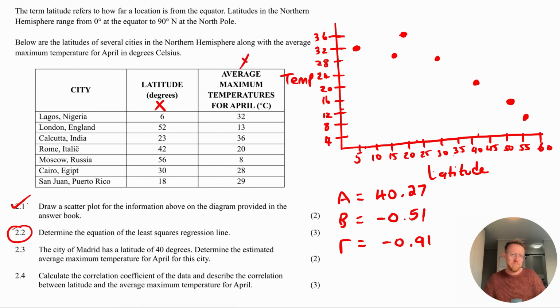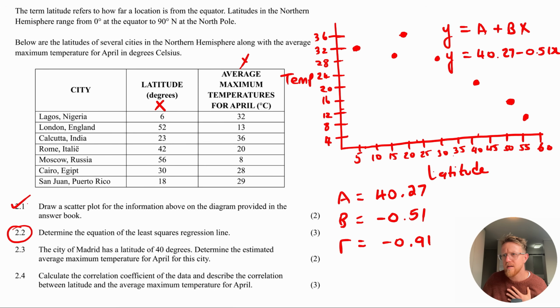Okay. So the equation of your least squares regression line, we know that the general equation is, let's write it over here, y equals a plus bx. And so a we've just found as 40.27, and then b is a negative number, 0.51x. Okay, so we've done this question here.